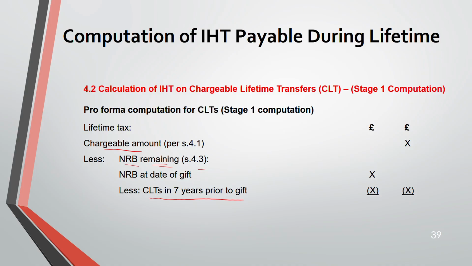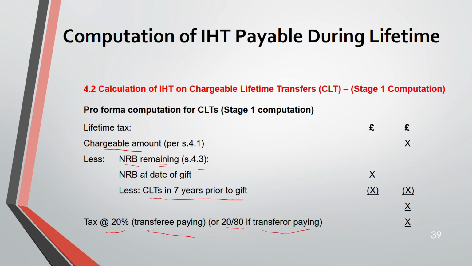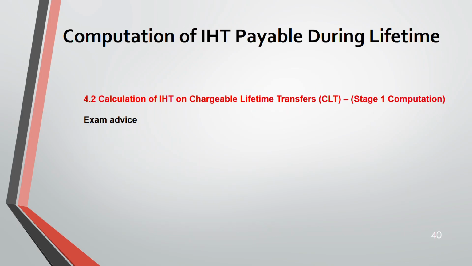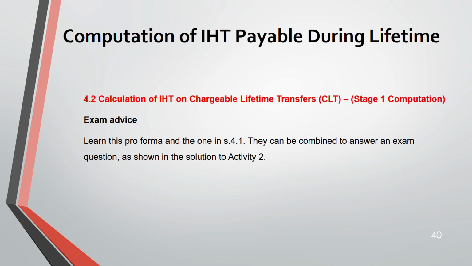And whatever is remaining, you will deduct from the chargeable amount, and on this amount you will be paying tax at 20%. Tax is at 20% if the transferor is paying, and tax of 20 divided by 80, that is 25%, if the transferee is paying. 20% if transferor, 25% if transferee is paying. So, exam advice: learn the pro forma, and they can be combined to answer an exam question as shown in the solution to activity 2.